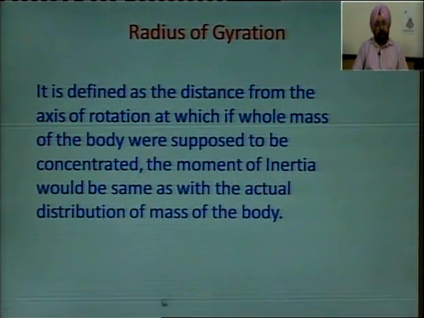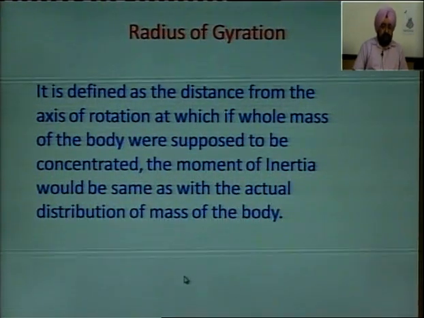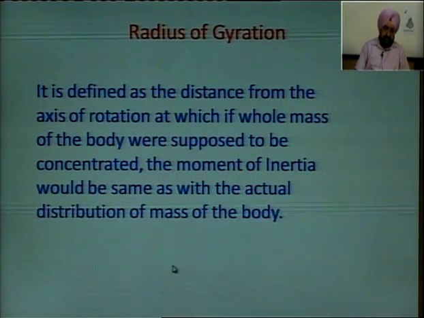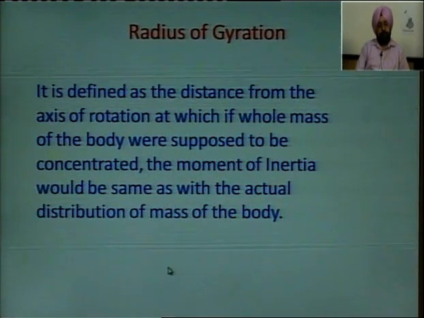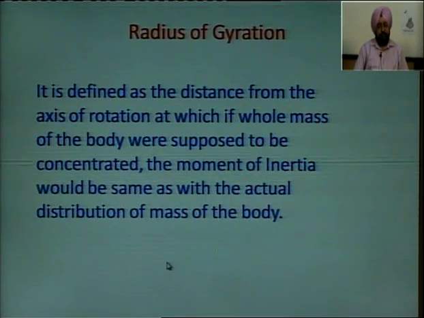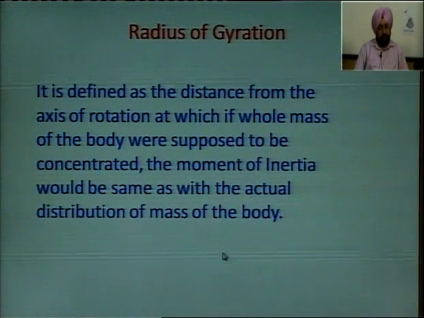Radius of gyration is defined as the distance from the axis of rotation at which, if the whole mass of the body were supposed to be concentrated, the moment of inertia would be the same as with the actual distribution of mass of the body.